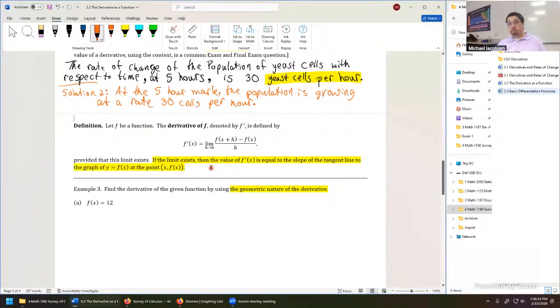So no matter what we are looking into, whether it's population of yeast cells or just a generic mathematical function, the derivative is just a slope. It's a slope of a tangent line at a point for an original curve. And so if your function is f of x equals 12, we can get the slope of that tangent line immediately.